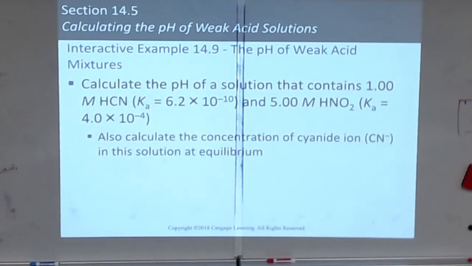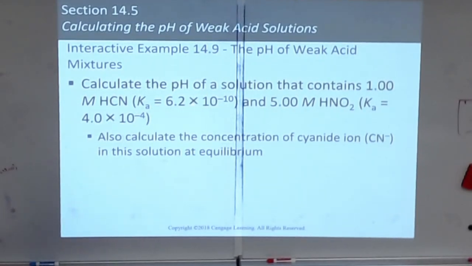But here we go. Calculate the pH of a solution that contains 1 molar hydrocyanic acid and 5 molar nitrous acid, right? HNO3 would be nitric acid, right? Yes. So this is nitrous acid, because there's one fewer oxygen. So let's look at this.